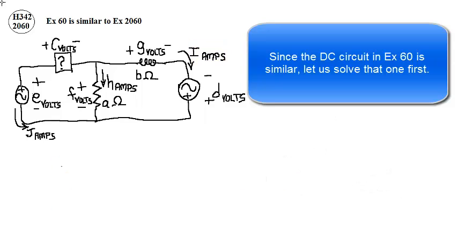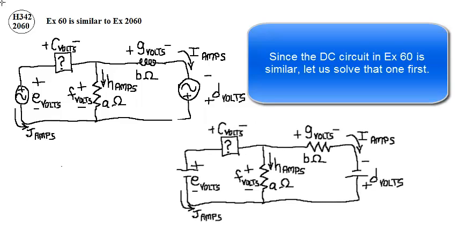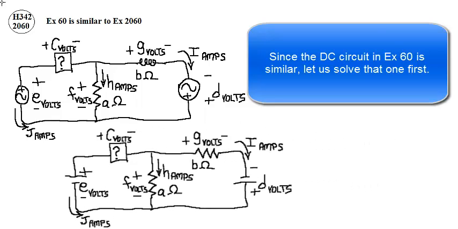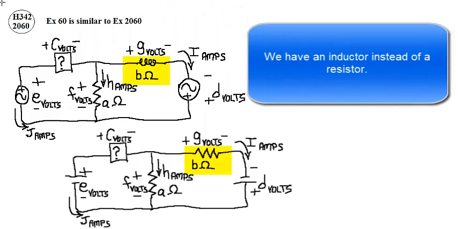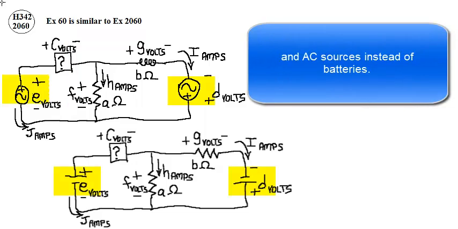Since the DC circuit in exercise 60 is similar, let's solve that one first. We have an inductor instead of a resistor, and AC sources instead of batteries.